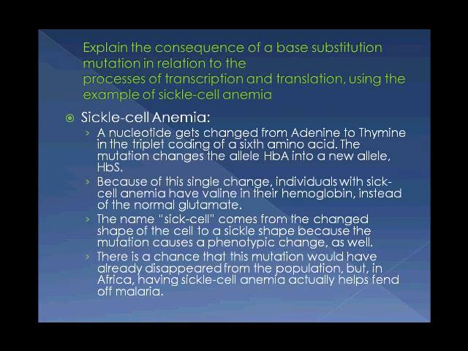So next is the sickle cell anemia part, and what happens is a nucleotide gets changed from adenine to thymine in the triplet coding of the sixth amino acid. And this mutation changes the allele HBA into a new allele HBS. And because of this single change, individuals with sickle cell anemia have valine in their hemoglobin instead of the normal glutamate. The name sickle cell, and that's supposed to say sickle cell, not sick cell, comes from the changed shape of the cell to a sickle shape because the mutation causes a phenotypic change as well as a genotypic change.